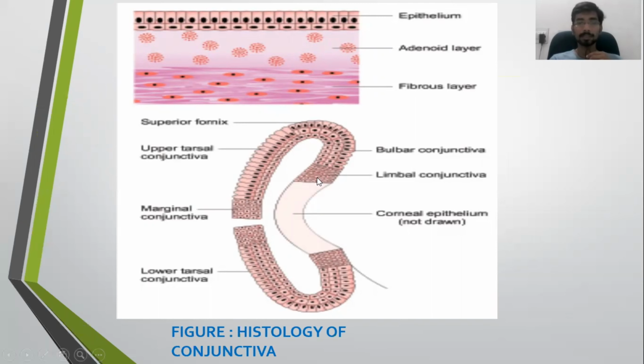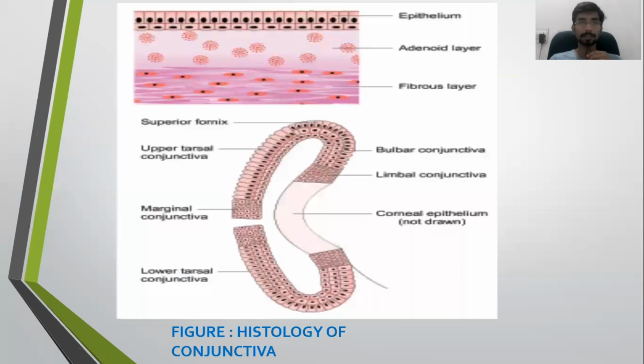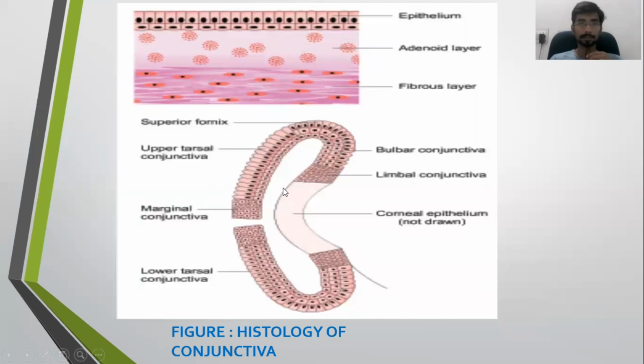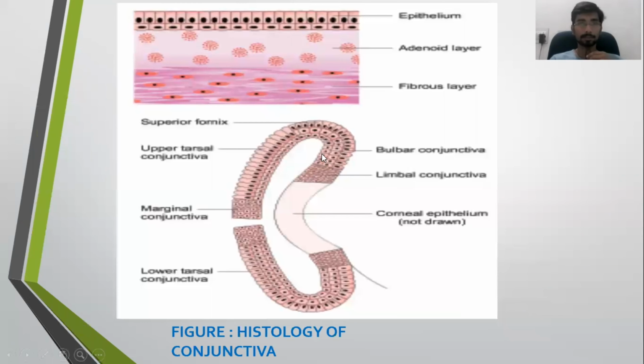So, limbal conjunctiva is 10 cell deep, and fornix has 3 layers. Tarsal conjunctiva has 2 layers. Marginal has 5 layers.